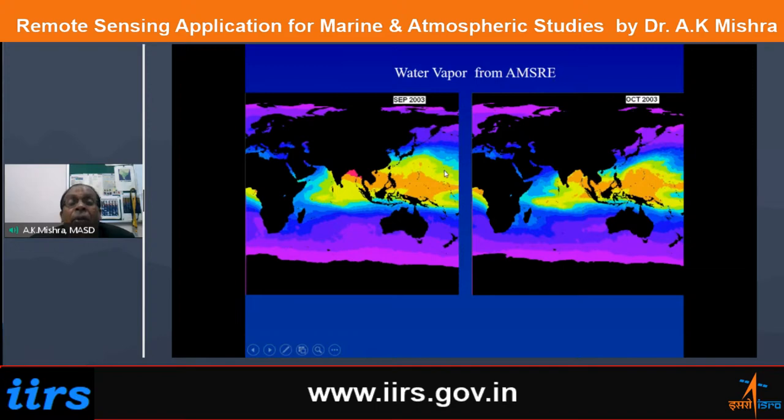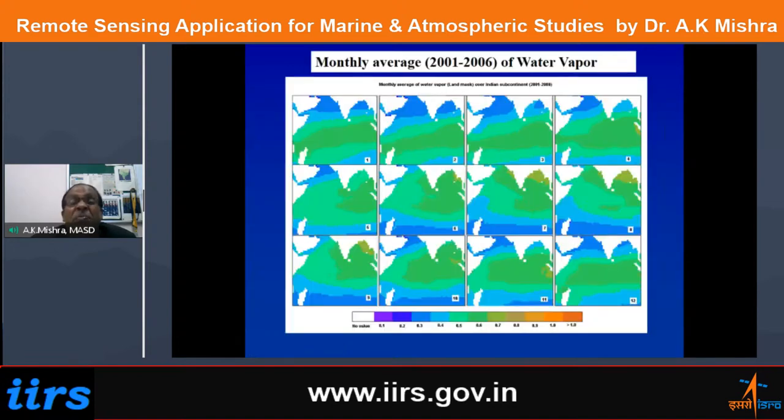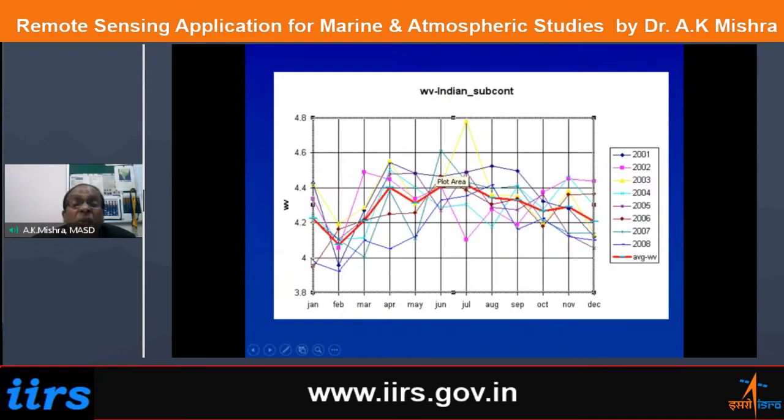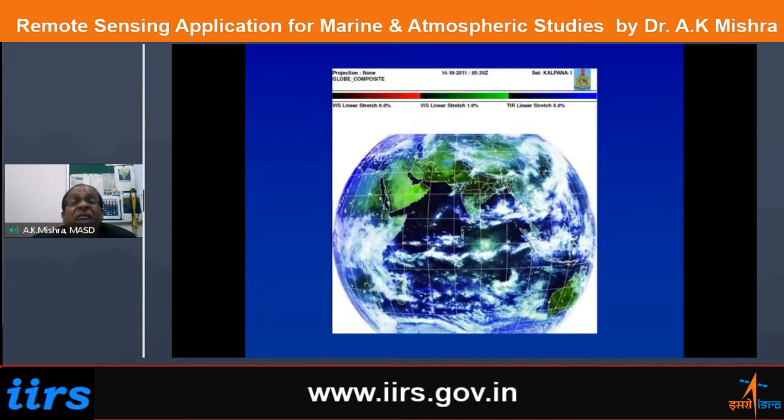So this is the MSRE water vapor. MSRE generated water vapor map globally, and this is the MODIS water vapor from January to December, 2001 to 2006. Some of the case studies being carried out. So the water vapor concentration from January to December, how it is varying over the Indian Ocean, it is being studied. And these are the INSAT pictures.